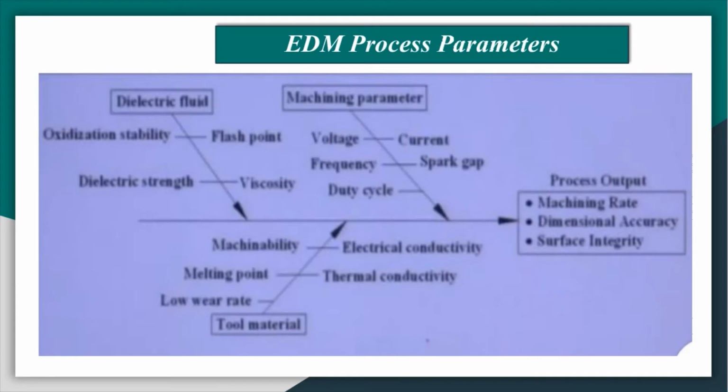So here I have shown different parameters for the EDM process. So this is a fishbone diagram of process parameters. So process parameters are divided in three parts, that is dielectric fluid, machining parameters, then tool materials. Okay, so these parameters are dielectric fluid, machining parameters and tool material.